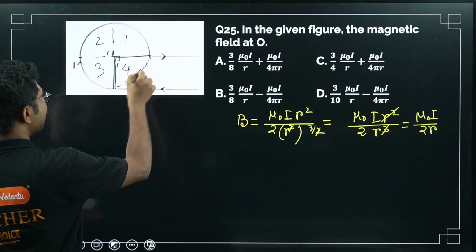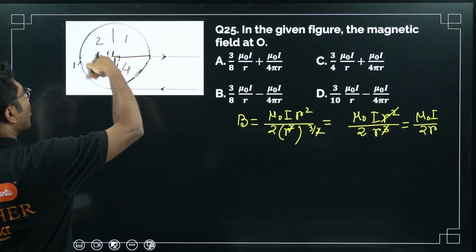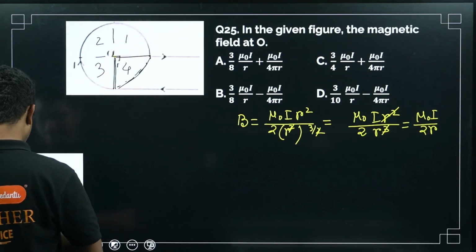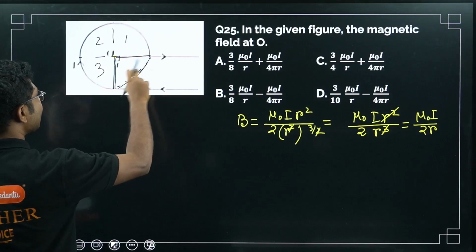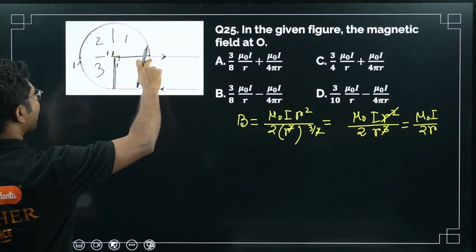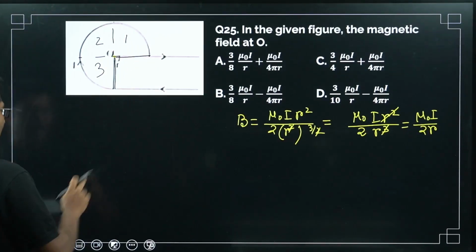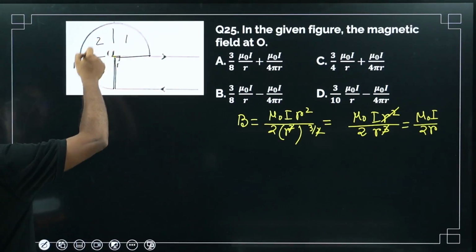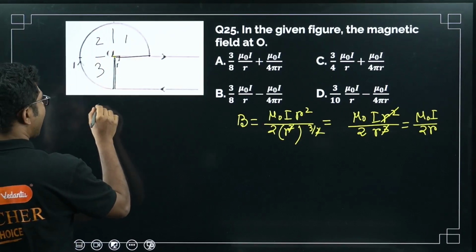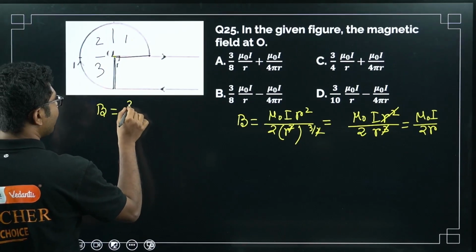This part is missing. So this part is missing means actually how many parts are there? This part is missing here, so this part is not contributing any magnetic field. So how many active parts are there? 1, 2, 3. So the actual magnetic field will be 3 by 4.